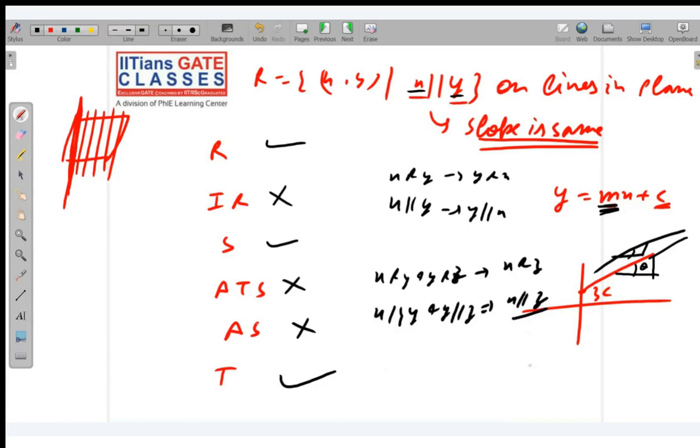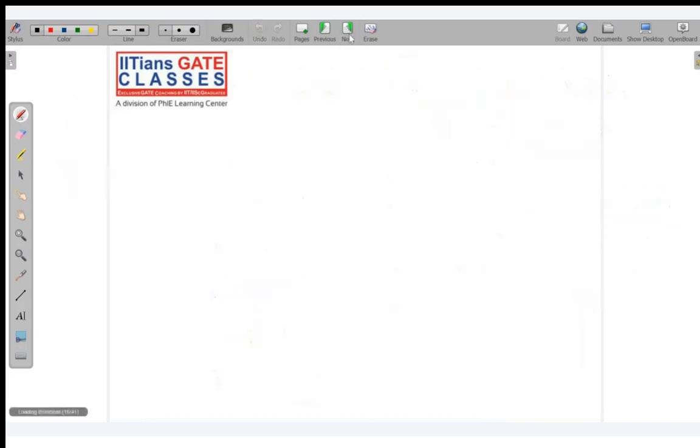Take snapshot. I will jump to the next slide. Done? Okay. And formal way of doing can be slope same, na? So you will say they have same slope. X is equal to y is equal to z. So obviously x is equal to z. We can think like that also. Okay, let me jump to the next slide. So next is R is equal to x comma y such that x is perpendicular to y on lines in plane.